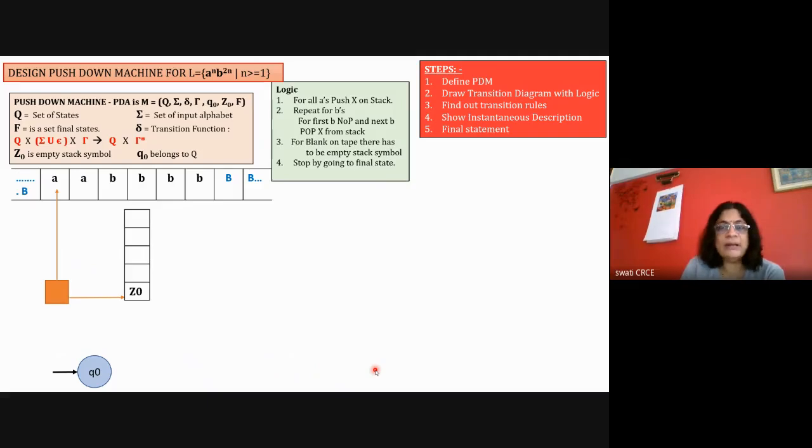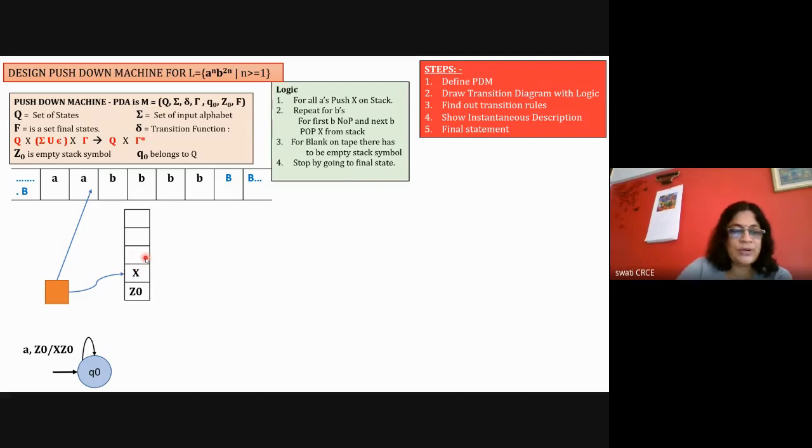Okay, so right now again we'll see how to draw the transition diagram. In the state Q0, if there is A and Z0, you will have to write A comma Z0 is equal to XZ0. So X is added onto the stack, and now this is the situation. Here it will remain in the same state, because for all A's it has to go on adding X onto the stack. So A comma X, and X is replaced with one more X, so it will be XX onto the stack. So I'm going to write here A comma X is equal to XX, and the machine will remain in the same state.